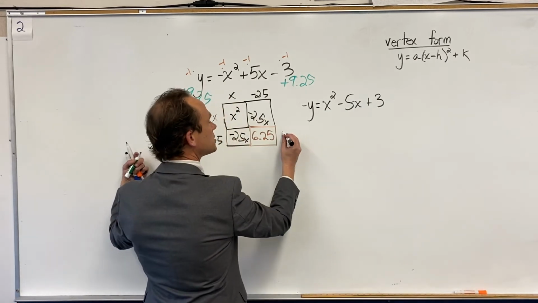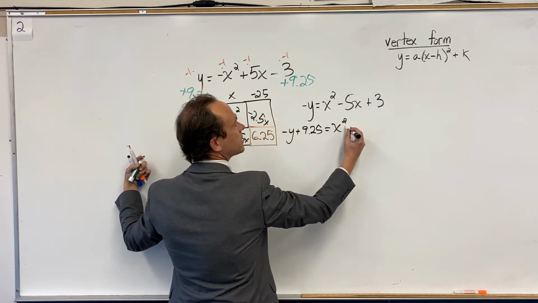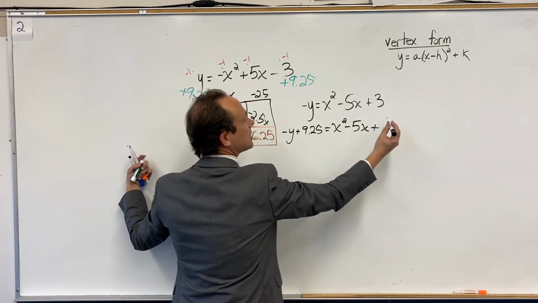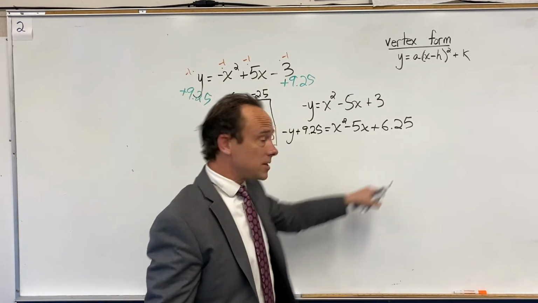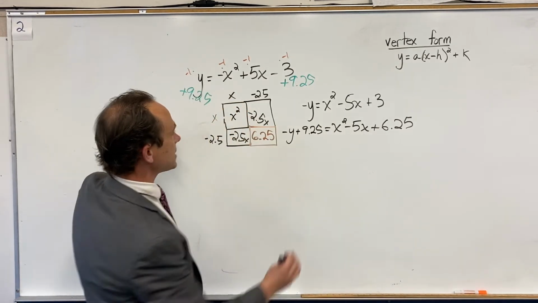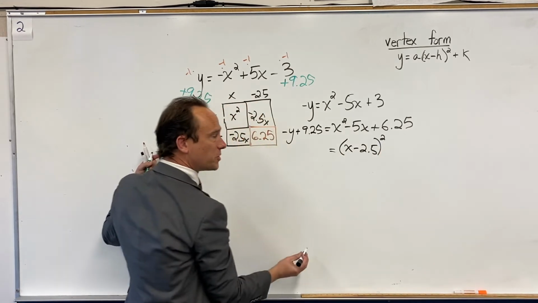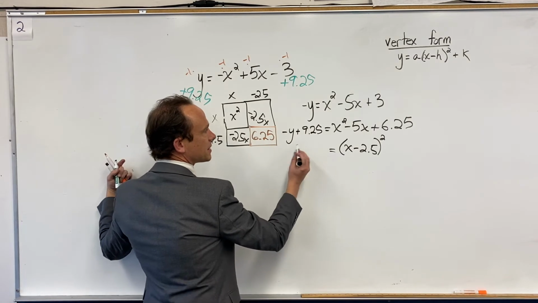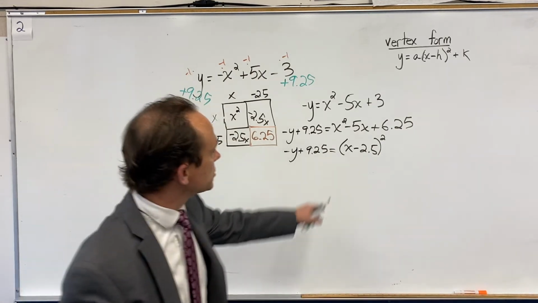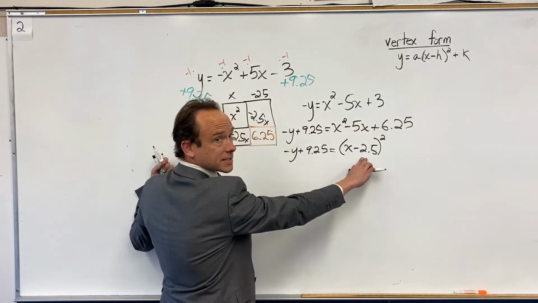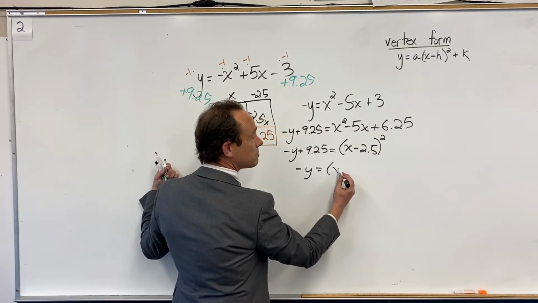Let's keep it going. I feel like we're doing really good. So -y plus 9.25 is equal to x squared minus 5x plus 6.25. Here we've got our square. So let's rewrite this area as x minus 2.5 squared. Beautiful. Let's just not skip any steps here. So I just rewrote the area as the dimensions. Let's subtract 9.25 from both sides.